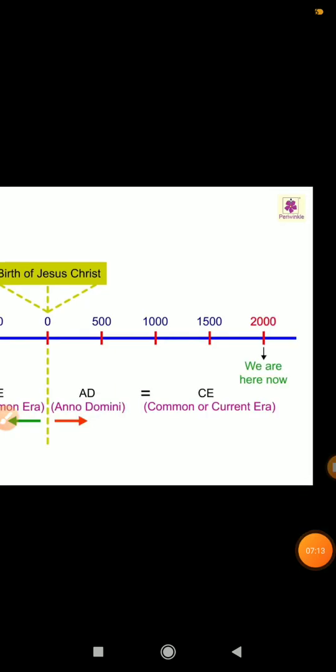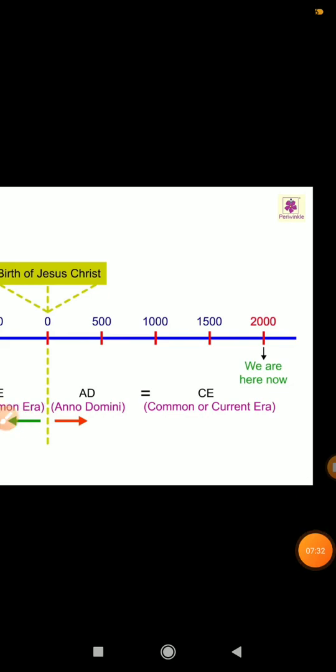At present, we are at this particular point of the timeline, or we are living in the 21st century, that is 2000 years after the birth of Jesus Christ. Or we can say that 2000 years have passed since Jesus Christ was born. So, the current year in which we are living will be marked as 2021 AD or 2021 CE.